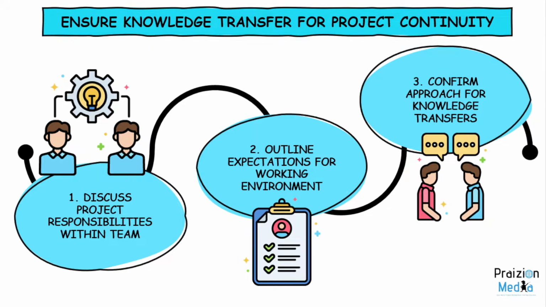So now let's break this down. Number one is all about people understanding what they're meant to be doing within the team. Number two is understanding the expectations of how work will be conducted. And number three is really about transferring knowledge from one place to the other.